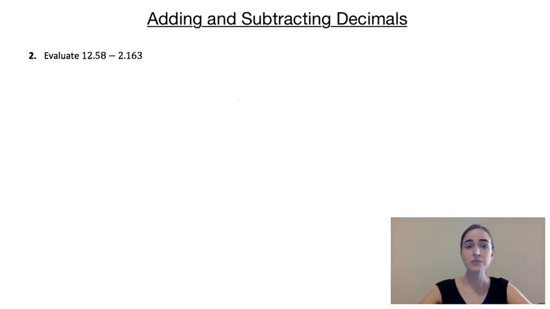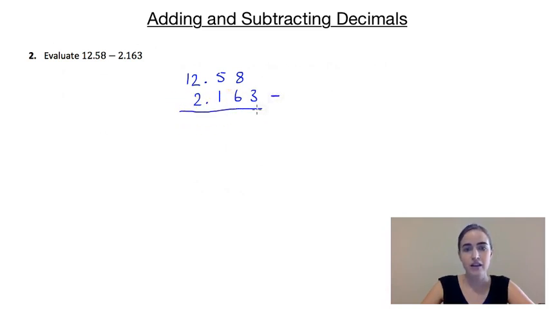Our second example is a subtraction. So we've got 12.58 minus 2.163. So again, we're going to start off by writing down our numbers and lining up those decimal points. So 12.58, and then we're going to subtract 2.163. Probably move my subtraction over a little bit. All right, so again, I'm going to fill in this gap here with a 0. I can fill this one in as well if I want to, it doesn't really matter.